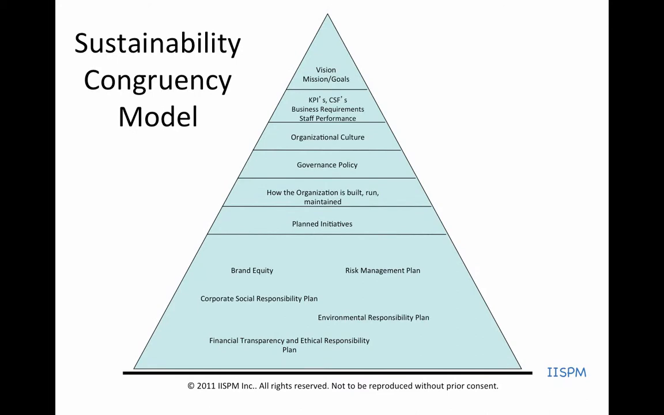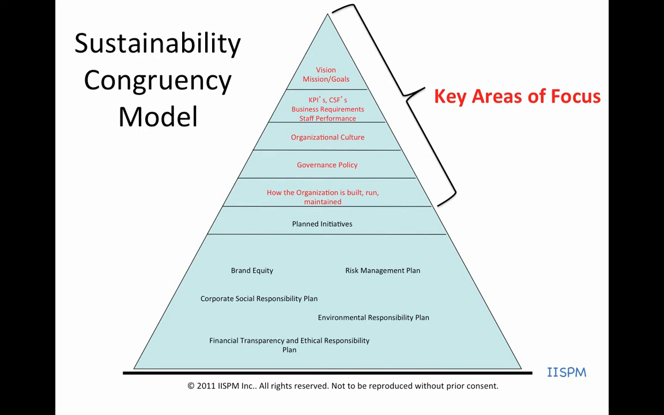So what do we mean by sustainability congruency? Congruency is defined as all of the elements that have to come together for something to happen, to create a greater whole. So sustainability congruency is all of the elements within an organization that must be changed or adapted to ensure that the organization is truly sustainable.